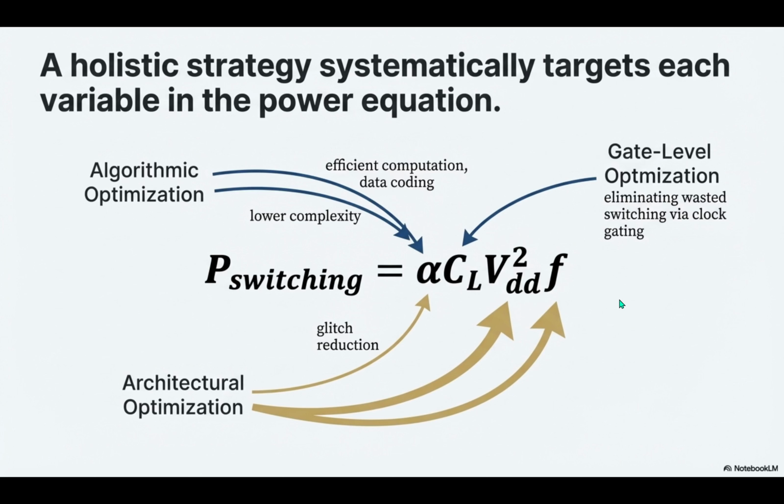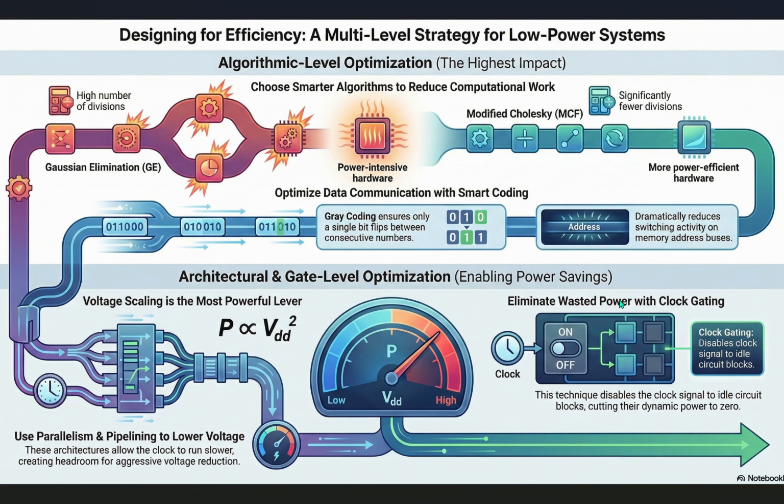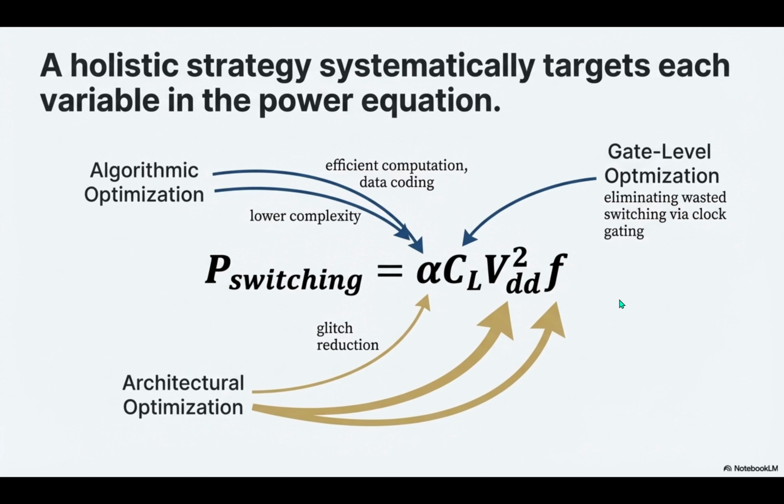So if we look back up at the whole funnel, this top-down strategy has let us systematically attack every single variable in that original power equation. If we connect this to the bigger picture, that's exactly what's happening. Level 1, the algorithm, targets alpha through smart computation and data coding. Level 2, the architecture, is all about creating the slack to attack F and, most importantly, VDD. And level 3, the gate level stuff, is a final precise attack on alpha by killing wasted switching.